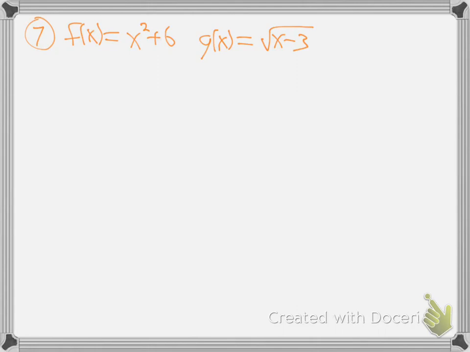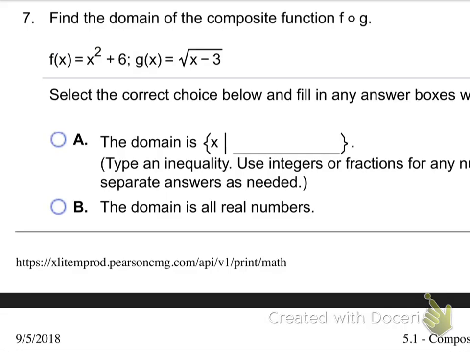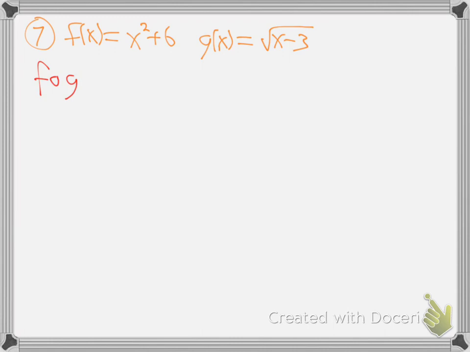What is it asking us to do? Does it want f o g? Does it want g o f? It wants f of g. It wants the f o g. And what it really wants is the domain of the f o g, of the f of g of x. So you know what to do, right?